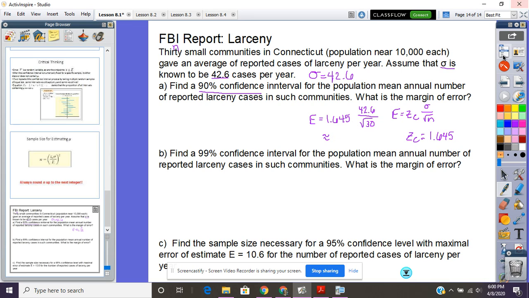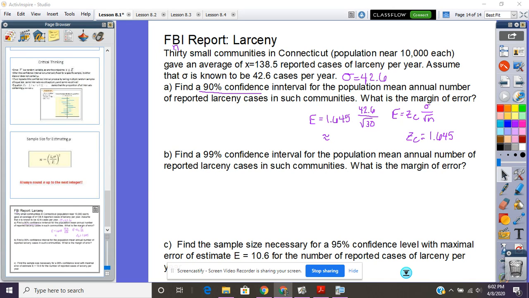Let me give you a moment to do that calculation. All right, so this value ended up being 12.79. Lost my pen. So we're going to estimate, so 12.79. That is our E, that is our margin of error.